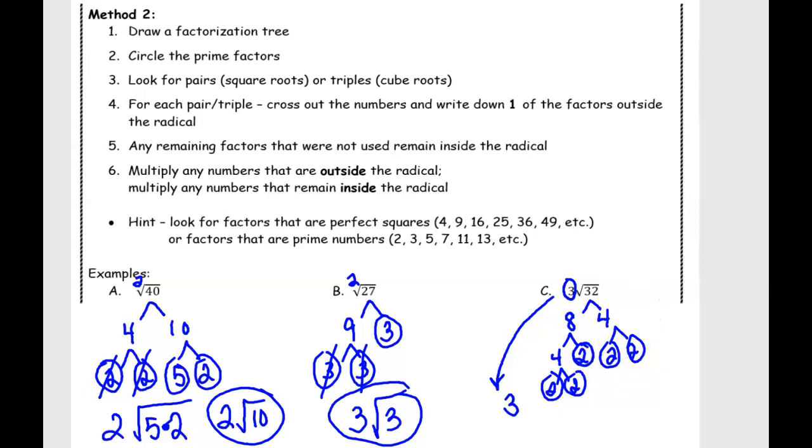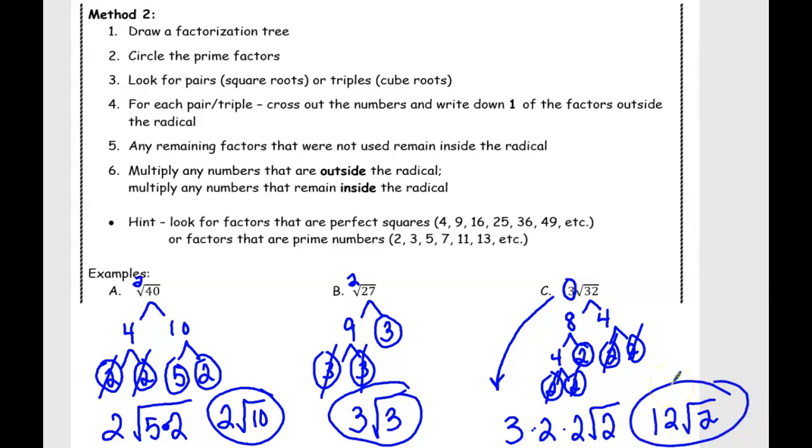So I'm going to write my 3 a little lower. So now I'm looking for my doubles because, again, my index is 2. So here I've got a set of 2's, and I'm going to write times 2. And then I've got another set of 2's, times 2 again. And then what's left over is going to be the 2. So that's going to be sitting inside the radical sign as the radicand. Now I just multiply 3 times 2, 6 times 2 is 12, and I get 12 radical 2.